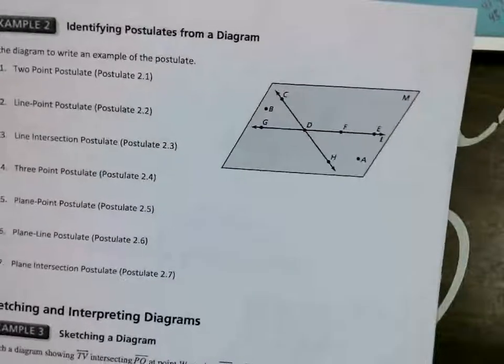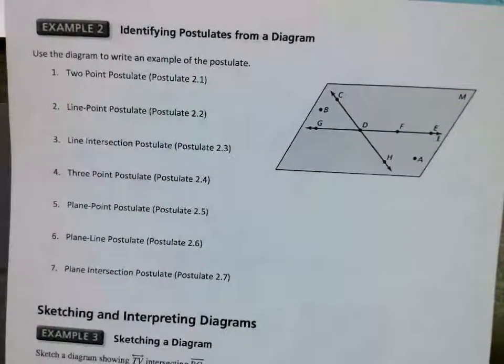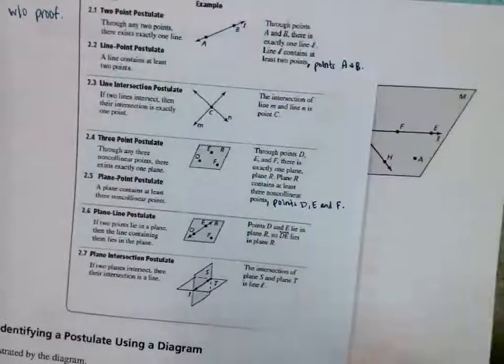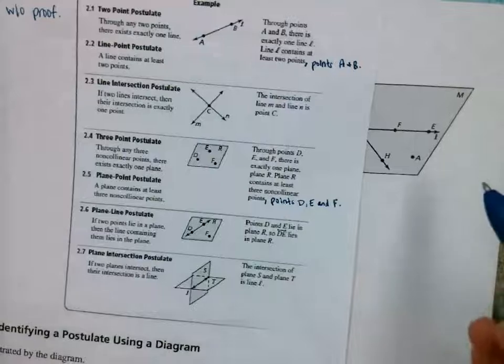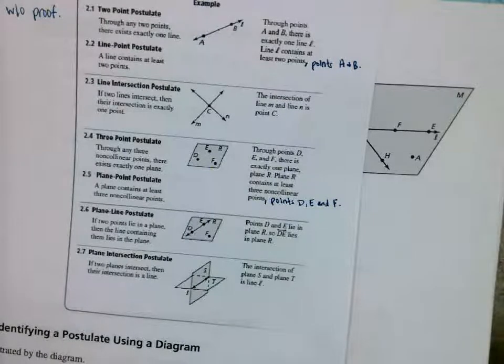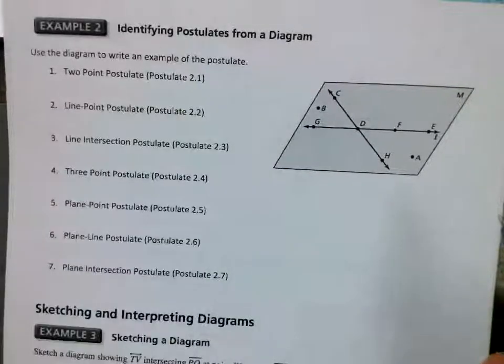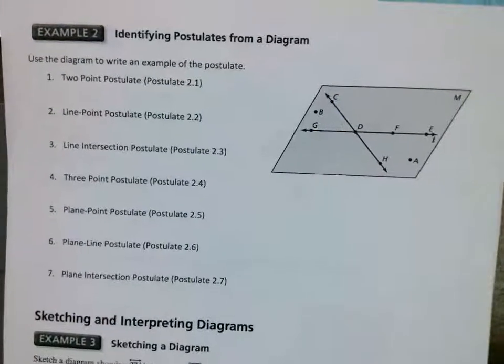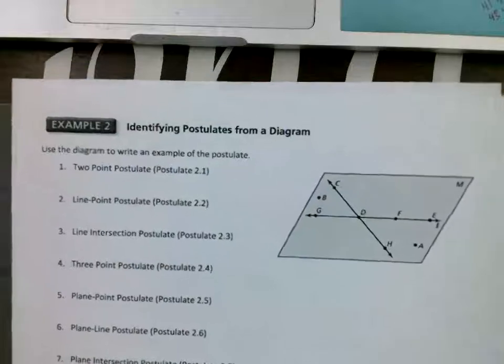Okay, so it says use the diagram to write an example of the postulate. Okay, so what I want you to do here, you need to use basically this right-hand side. Those sentences should be the exact same sentences you used on this example. The only difference is what you're naming the points and what you're naming the lines or planes based on what is shown in the picture. Okay, so keeping that in mind, I have that off to my side that I'm going to use to help me write them. Okay, the 2-point postulate.